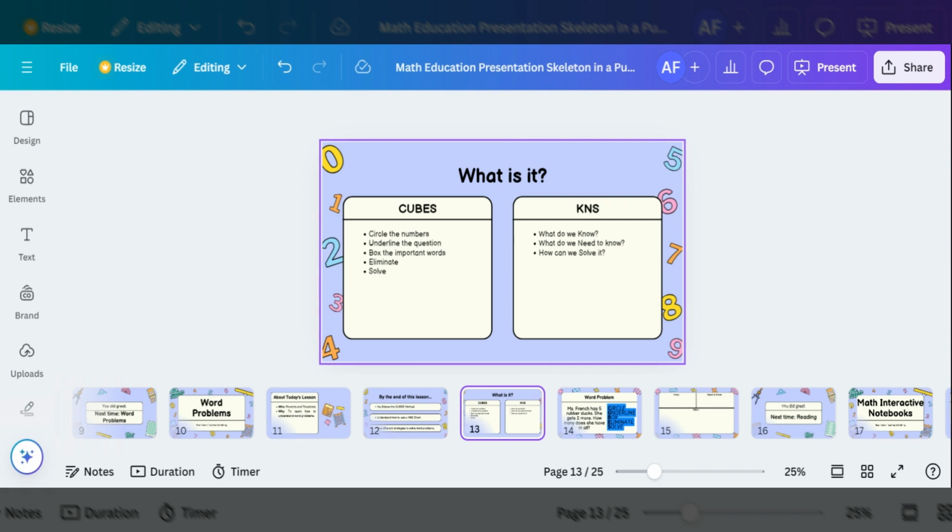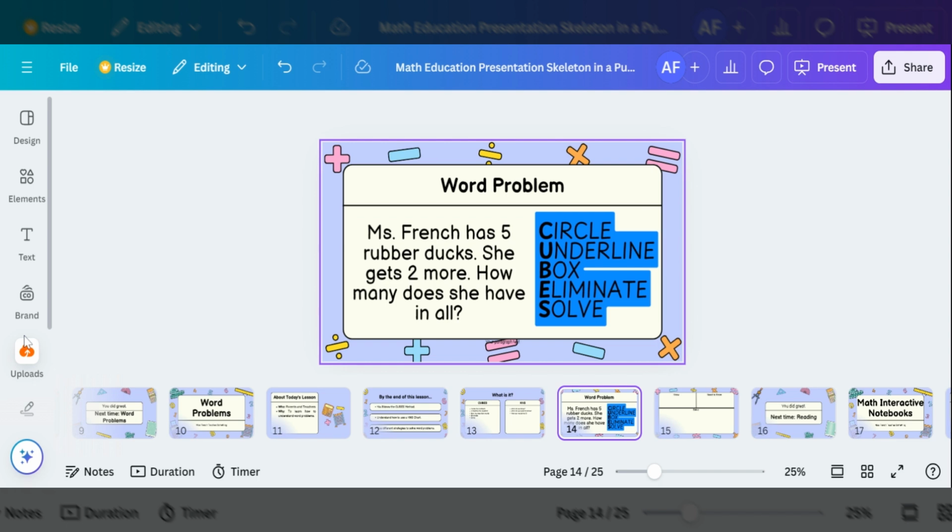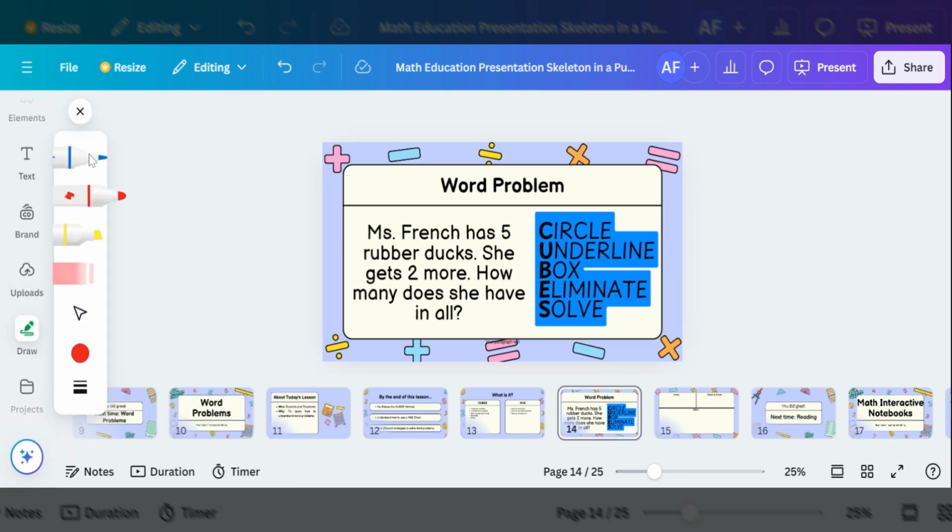So let's talk about the cubes method first. Cubes is an acronym that stands for circle the numbers, underline the question, box the important words, eliminate any information that's not helpful, and then solve the problem. K and S stands for what do we know, what do we need to know? And then how are we going to solve the problem? I'm going to go over a really quick example of how I would do this in the classroom.